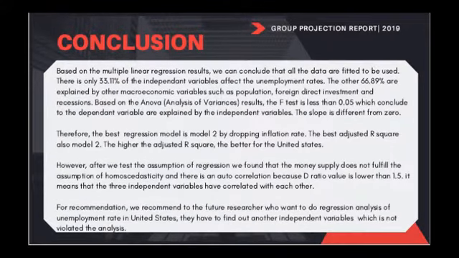United States. However, after we tested the assumptions of regression, we found that the money supply does not fulfill the assumption of homoscedasticity, and there is an autocorrelation because the Durbin-Watson value is lower than 1.5. It means that the three independent variables are correlated with each other.